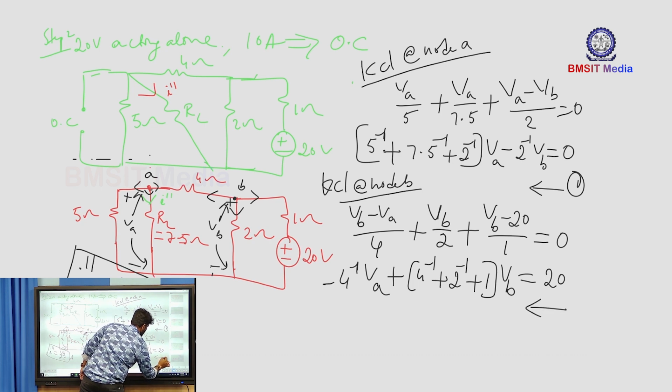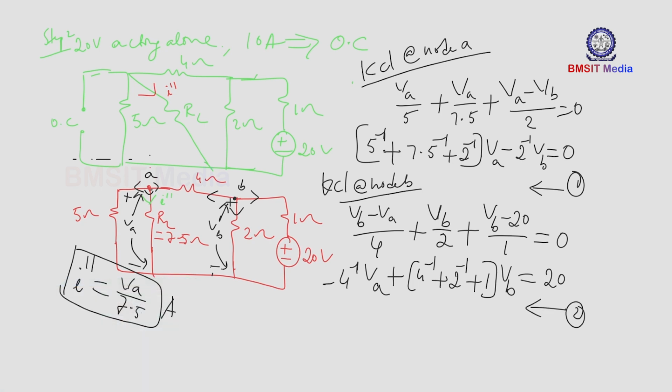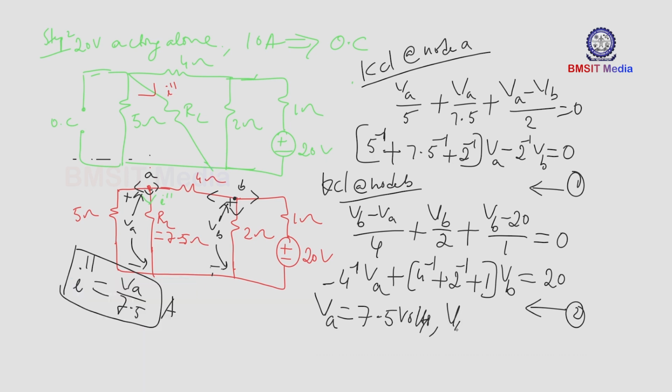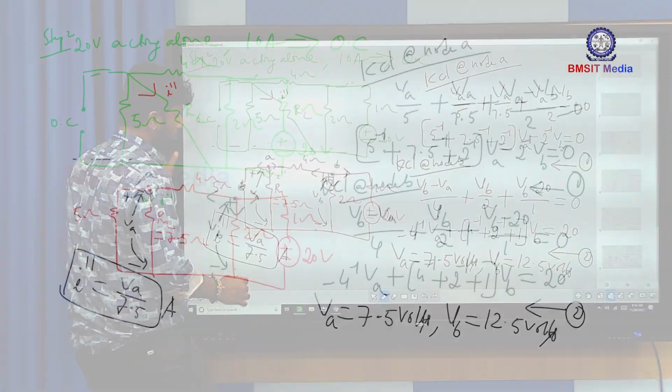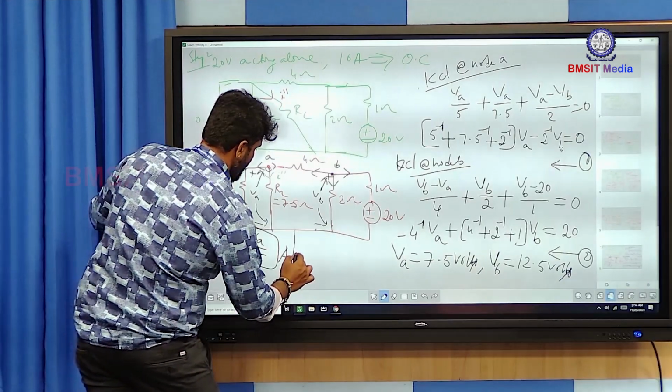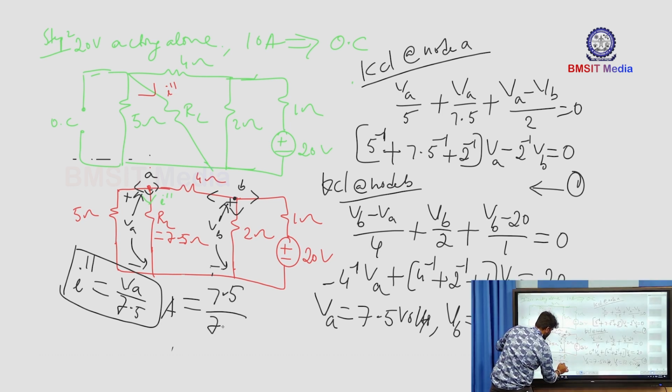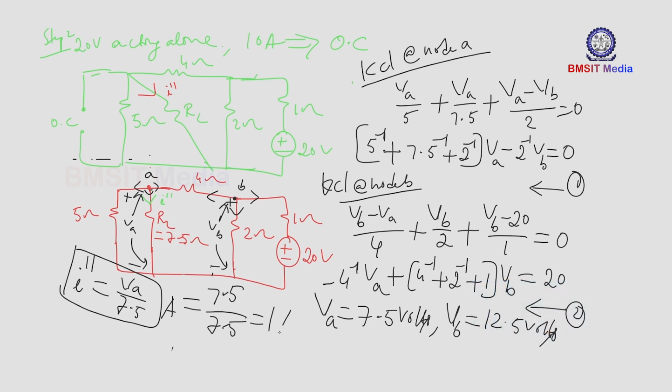Now you can observe there are two linear equations. You can simplify them for VA and VB. If you solve this, you get the value of VA as 7.5 volts and the node voltage VB as 12.5 volts. Now the question is to find I double dash. From this, I double dash is equal to VA, 7.5, divided by 7.5, which is equal to 1 ampere.